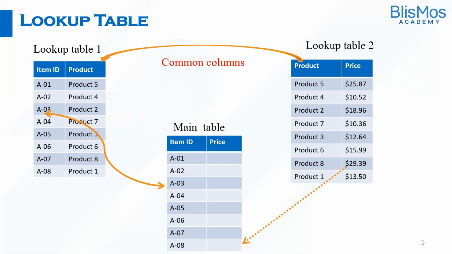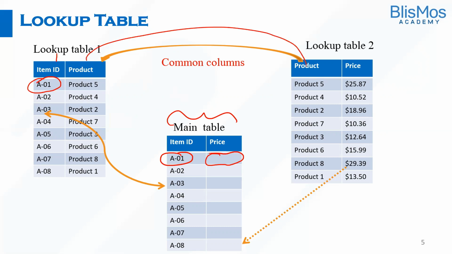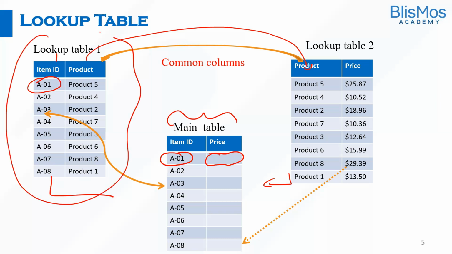One is, what is a lookup table? A lookup table is very simple. For example, this is a main table. We need to populate the price of these items. We can do that with two things. We have an item ID here, and this table has a common column called product. This has a price. We can populate the main table by using these two lookup tables. This can be considered as one lookup table. Imagine if you have to use this lookup table as part of the function, passing it as a variable.